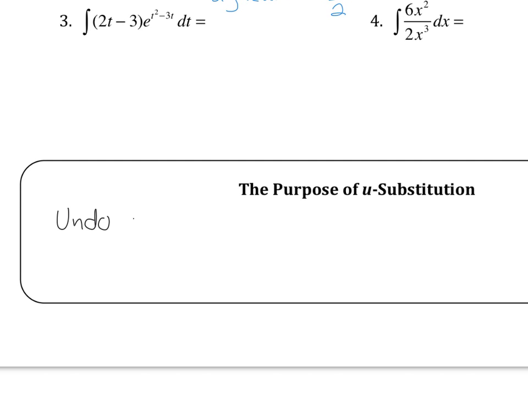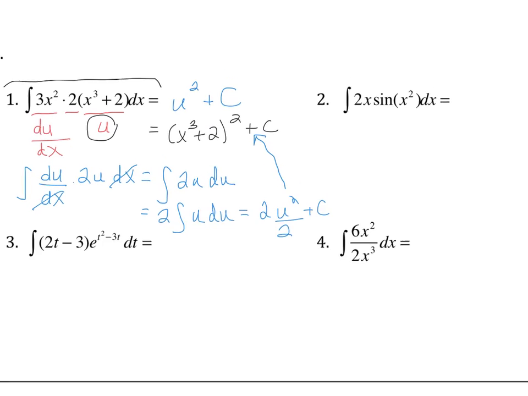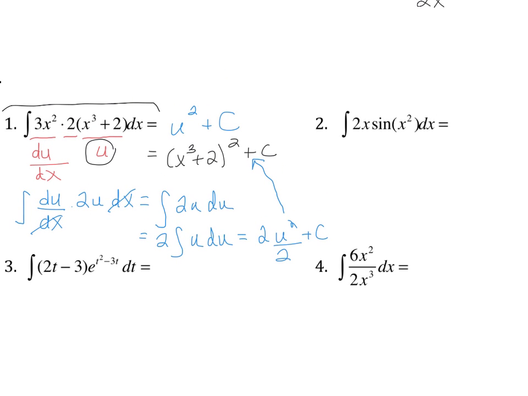To undo an application of chain rule. So typically what you will be looking for is a pattern of some function and then its own little derivative hanging around, so that you can say, oh yeah, this probably just came from chain rule. So let's try this in numbers 2 and 3.